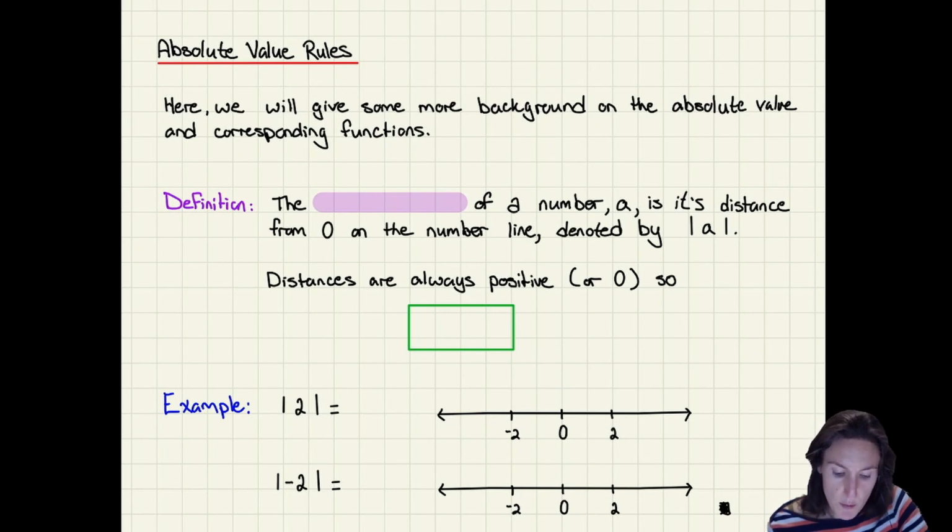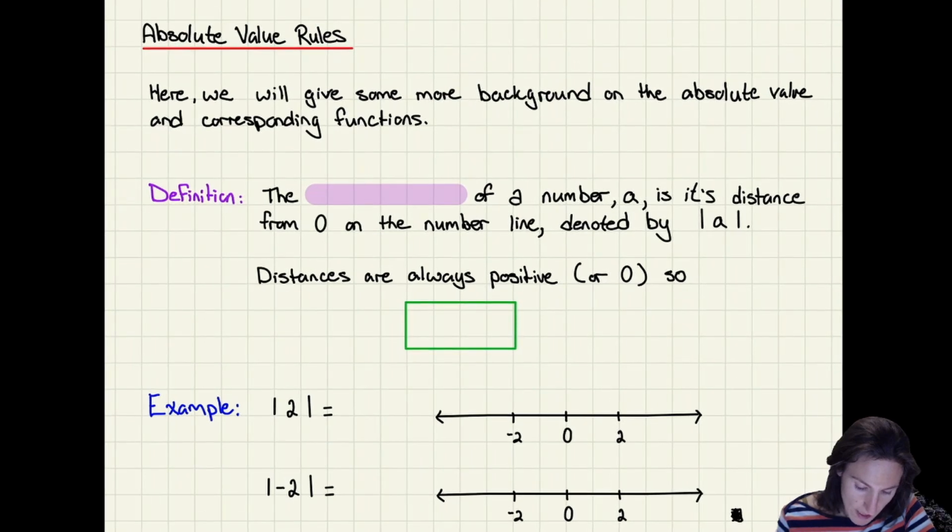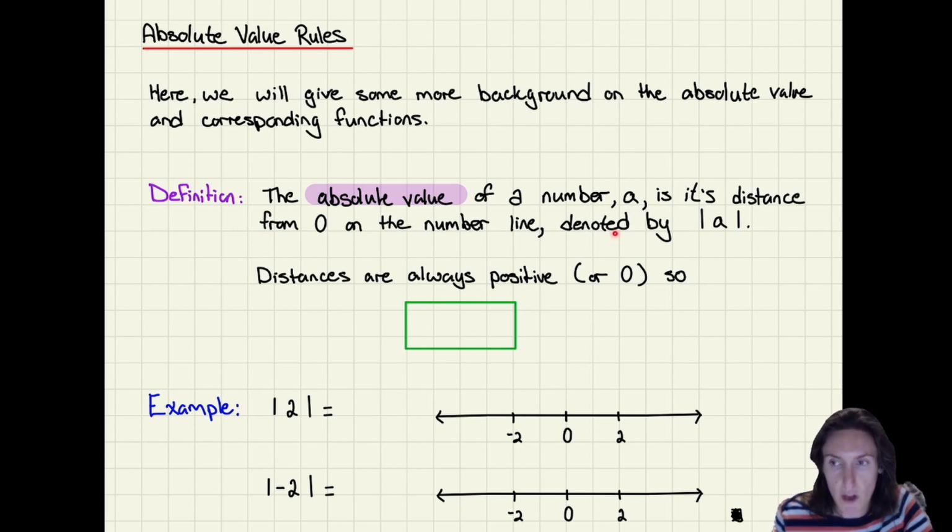We're now going to give a bit more background on the absolute value of a number and also functions, just to make sure that you're comfortable with this concept. So let's first talk about the absolute value of a number. The absolute value of a number A, all it represents is the distance from 0 on a number line. And in terms of notation, we denote it by |A|.